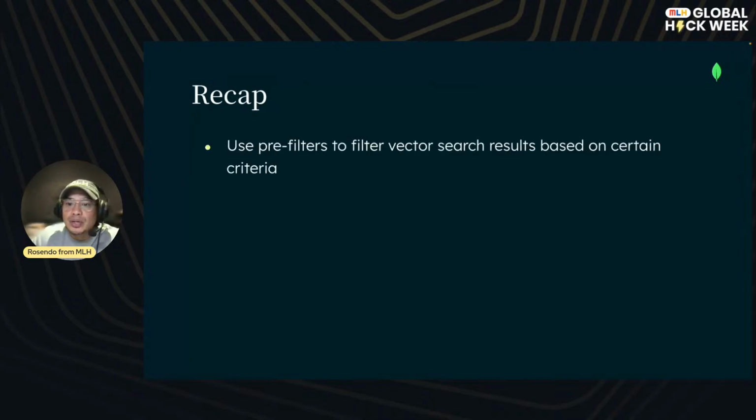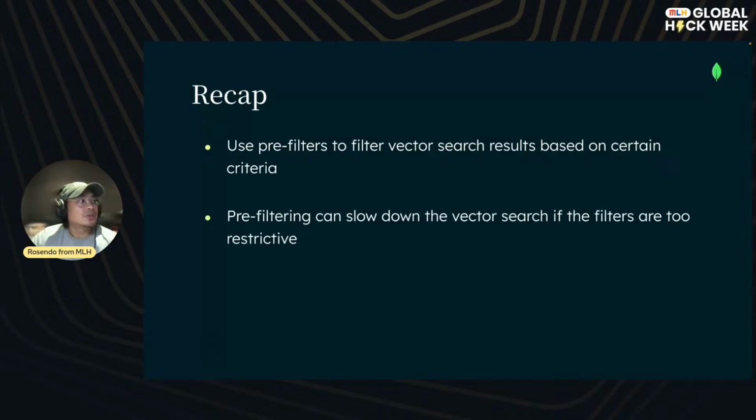And to recap really quickly, you're going to use pre-filters to filter vector search results based on certain criteria. Pre-filtering can slow down the vector search if the filters are too restrictive. So make sure that the amount of results that you get are actually larger than the amount of results that you're meant to filter through. And then post-filtering is not recommended.